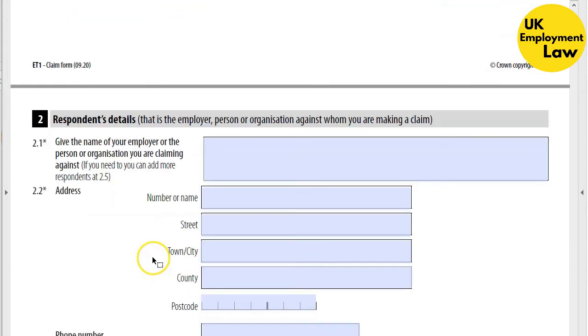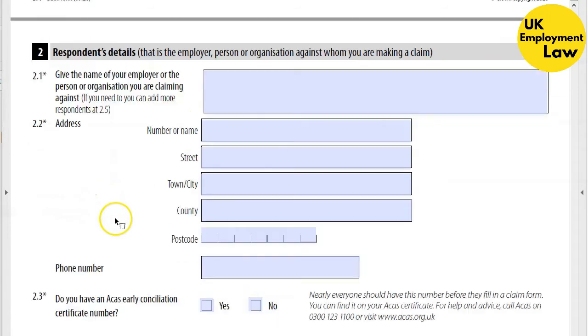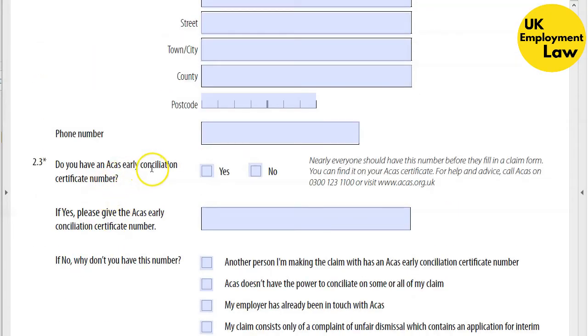the others marked with an asterisk are section 2.1. This is your employer's name. 2.2 is your employer's address. 2.3 asks you about the ACAS early conciliation certificate that we discussed in our first section. If you haven't done so, please go back and watch this lecture.